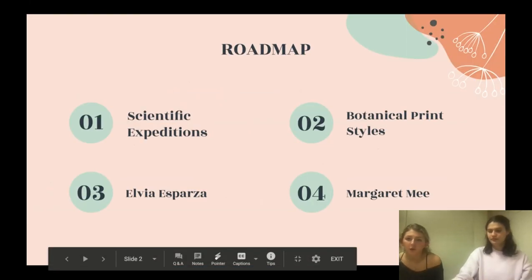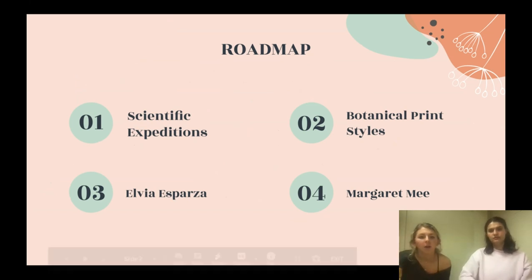Okay, first, just a little bit of a roadmap for today. We are first going to talk about a little bit of the background of the scientific expeditions in the 18th century. Second, the difference in botanical print styles. And then we have two modern case studies, the first being Elvia Esparza and the second being Margaret Mee.